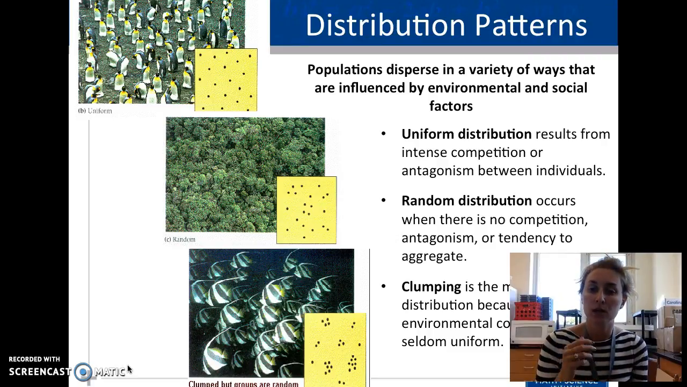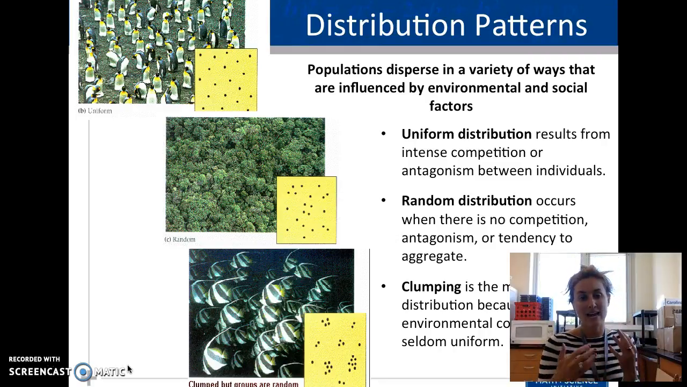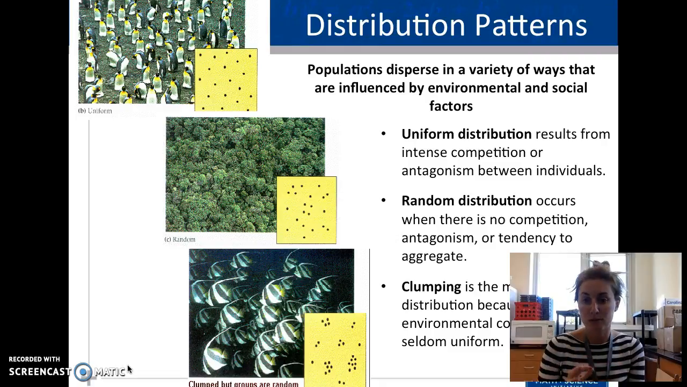A uniform distribution, like we see in the penguins up top, is the result of intense competition or antagonism, so aggressive mentalities between individuals. This is an every man for himself type species, and we see this a lot in penguins and other carnivorous organisms who are competing for food, and they have to catch their food.